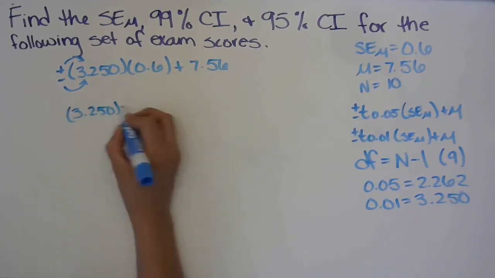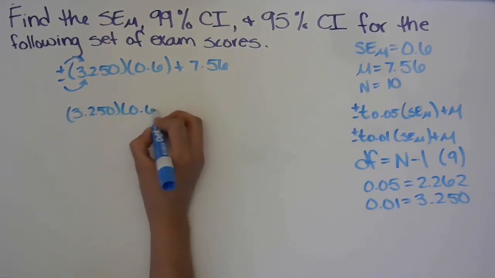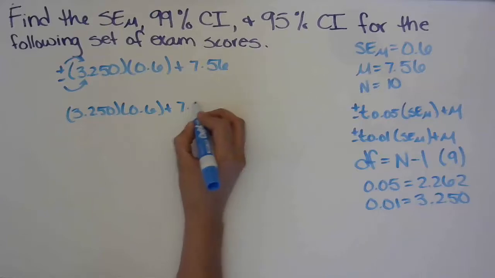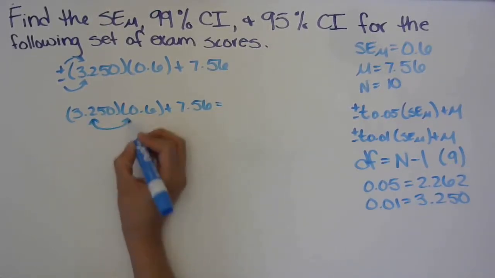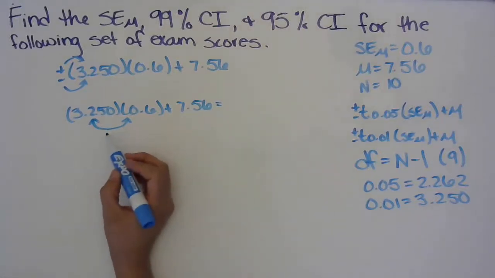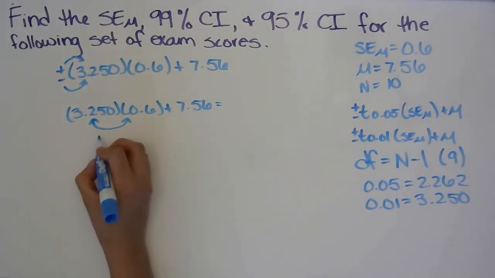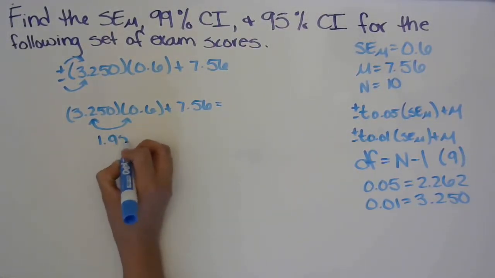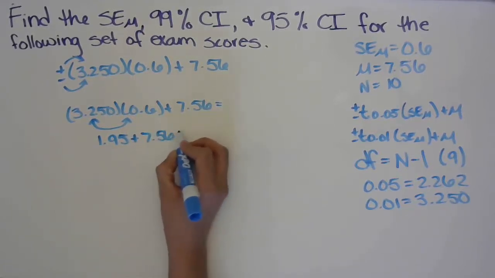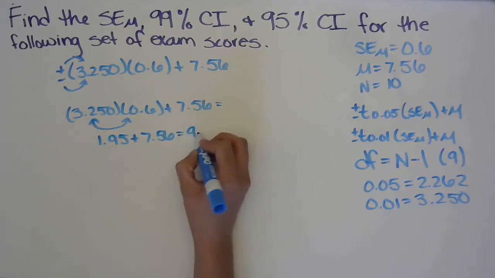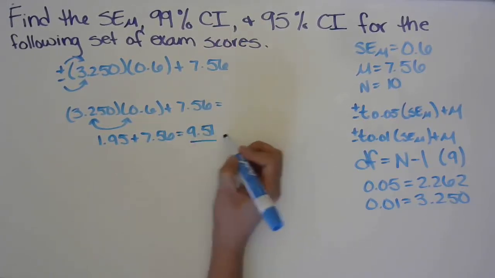So we will do 3.250 times 0.6 plus 7.56. I'm going to multiply these together first. So when we multiply these two numbers, that is going to give us 1.95 plus 7.56 is going to give us 9.51. Okay, so there's the first one.